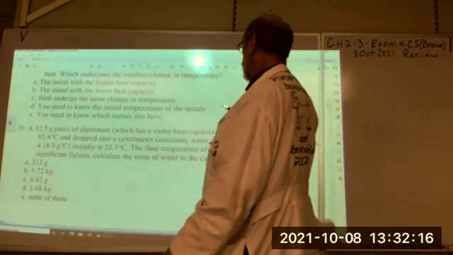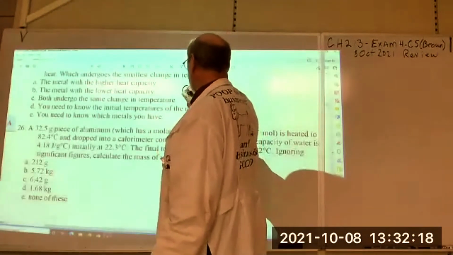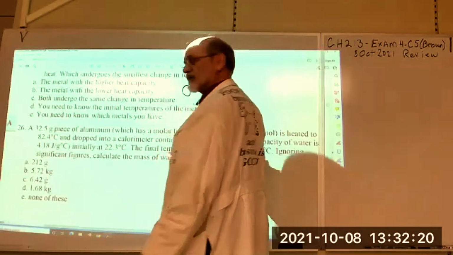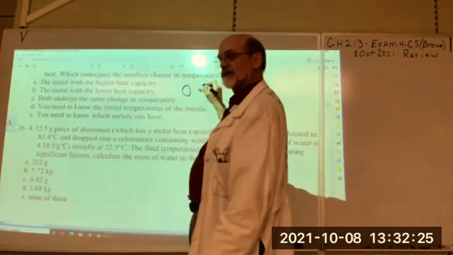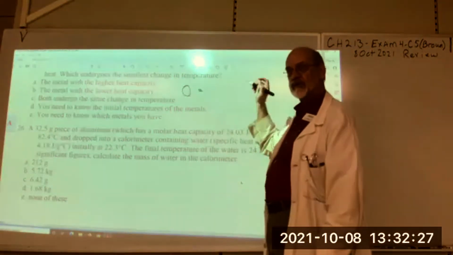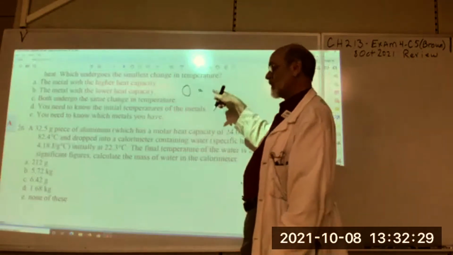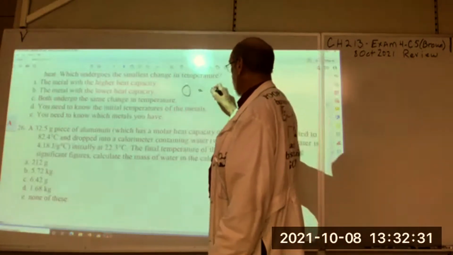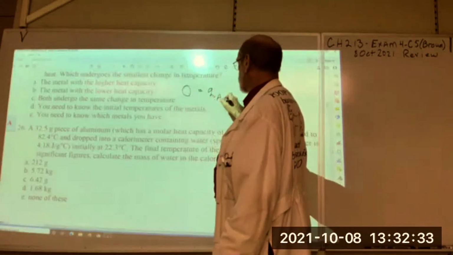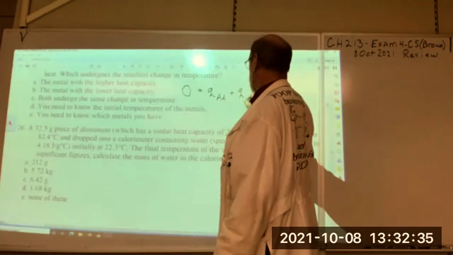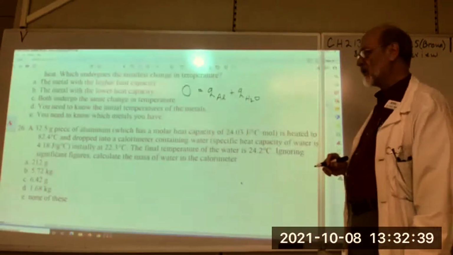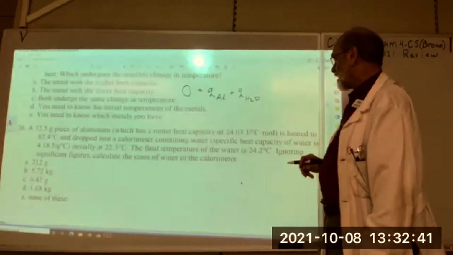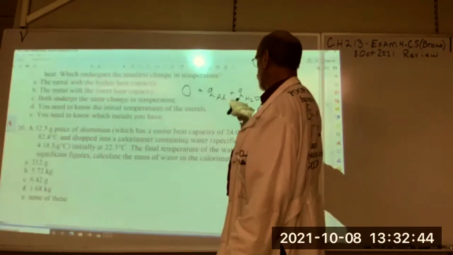So we've only got two terms, right? Remember, an isolated system is our calorimeter. The change in heat is 0. Everything that happens in the calorimeter stays in the calorimeter. So everything has to add up to 0. So we've got the Q of the aluminum plus the Q of the water. Okay? That's where we start. Then we resolve what these Qs equal to.